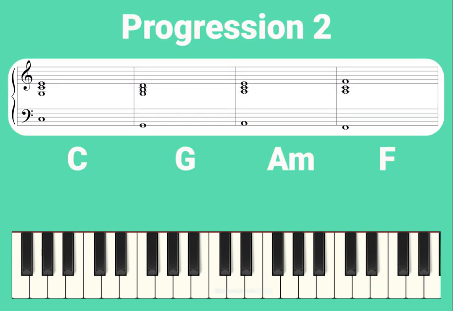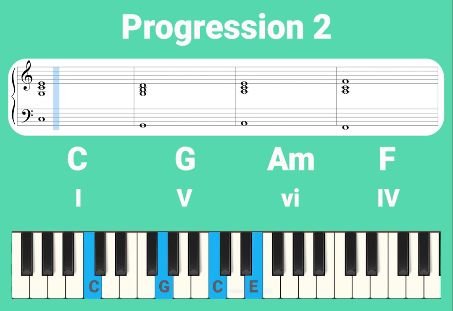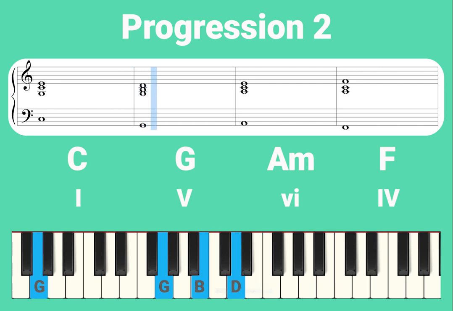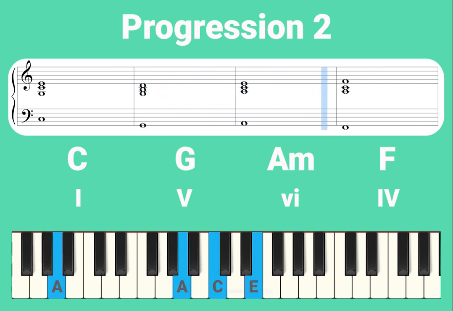Progression 2. Next we have the chords of C, G, A minor, and F. That is chords 1, 5, 6, and then 4. This progression is extremely common again, used also in thousands of pop songs.